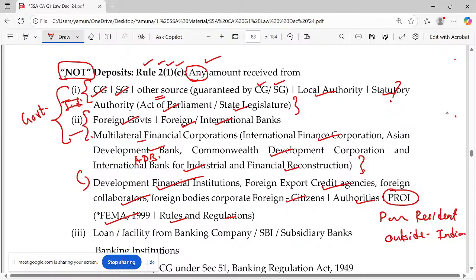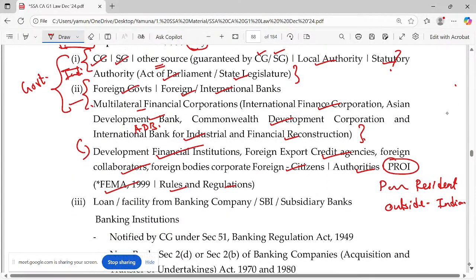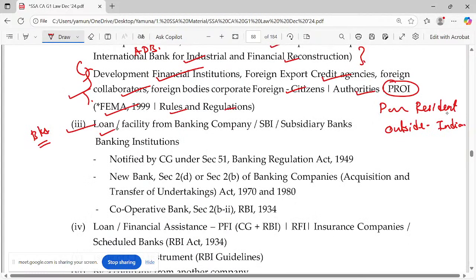Okay. So first and second is related to government. First is completely Indian side, and second is completely out of India, whereas banks are also included. Okay, banks, multilateral corporations, and other persons are also included. Whereas if you go for the third one, it is directly related to banks. If you are receiving any loan or facility from a banking company, or we have the State Bank of India or other subsidiary banks, when you say banking company or banking institution, this has to follow this specification.